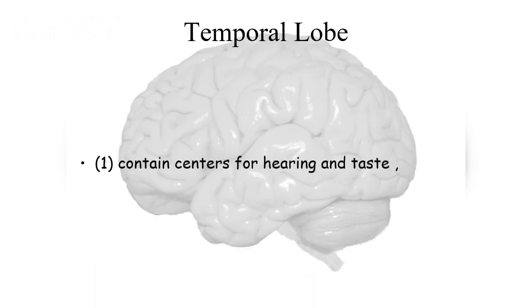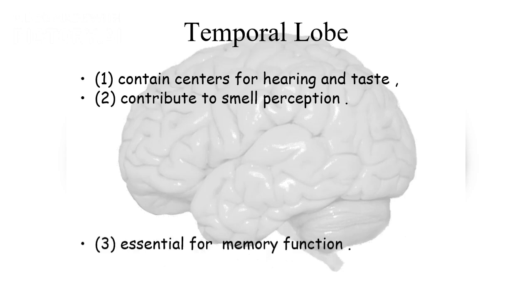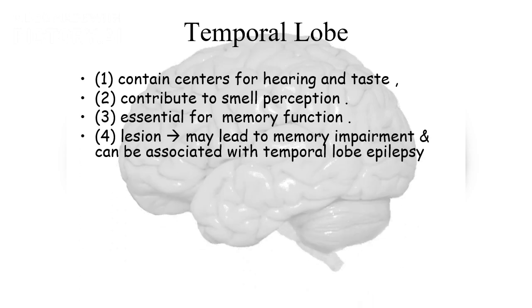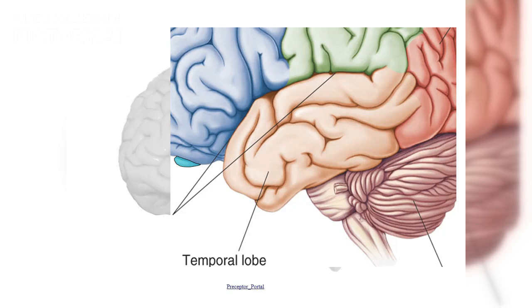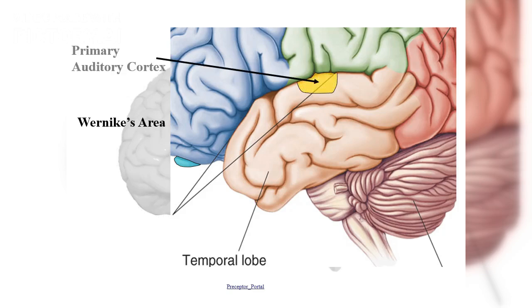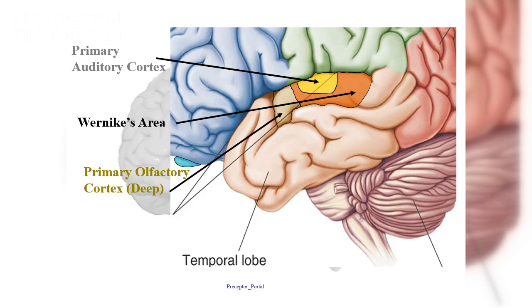The temporal lobe contains centers for hearing, taste, and smell perception. It is essential for memory function, and damage can lead to memory impairment and temporal lobe epilepsy. This image shows the primary auditory cortex, Wernicke's area, and the primary olfactory cortex within the temporal lobe, highlighting their locations and functions.